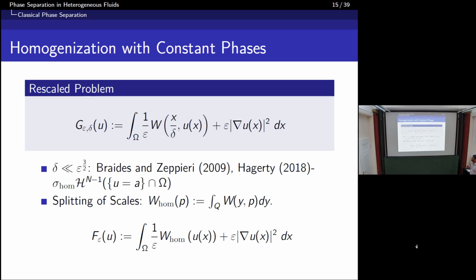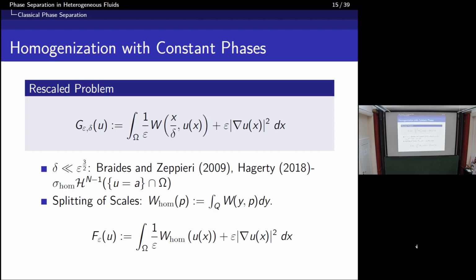But what I want to talk about is actually this case, which is delta. The case that has actually been done is delta less than epsilon to the 3/2. And this was, I guess, the first trick, which is also in the Ansini-Braides-Chiadò Piat, but also in this Braides-Fonseca-type paper.